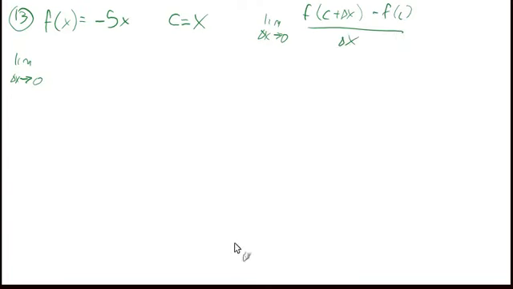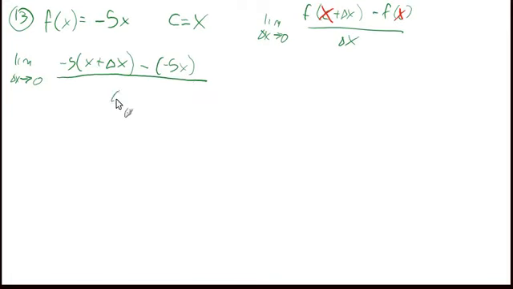Okay, but we're not going to use a c. Rather than talking about c, we're going to generalize it and say any x that we want to use. So f of x plus delta x would be negative 5 times x plus delta x, minus f of x, which is just negative 5x, over delta x. Negative 5x minus 5 times delta x plus 5x over delta x.